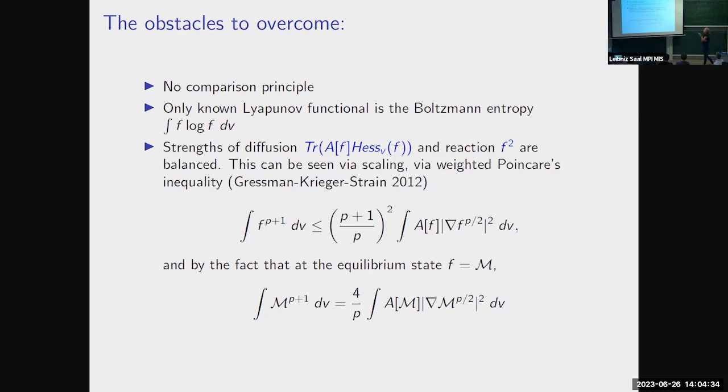Another way to see that is via a new weighted Poincare inequality that was introduced 10 years ago by Guillen, Krieger, and Strain, which says exactly this. Something like this happens if we do energy estimates, right? The L^(p+1) norm is basically equivalent to the diffusion term, and those two blocks balance exactly at the equilibrium. At the equilibrium, we have exactly the balance. So the fact that we cannot say which term takes over in which regimes is maybe one of the biggest obstacles.